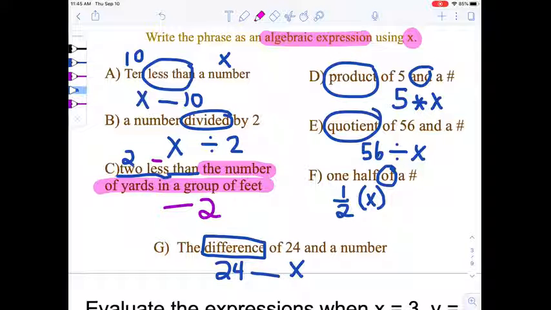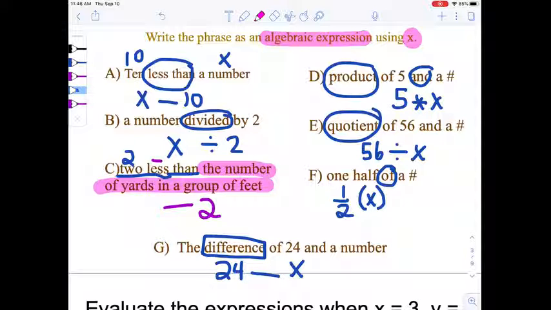So if I asked you, okay, how many yards are in 3 feet? Well, there are 3 feet in every yard. So to figure out how many yards are in 3 feet, I would take 3 feet divided by 3. 3 divided by 3 would be 1. So there's 1 yard in 3 feet.